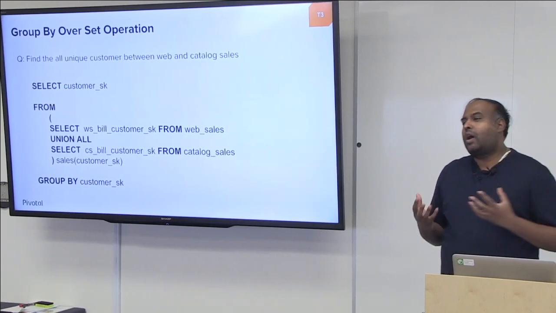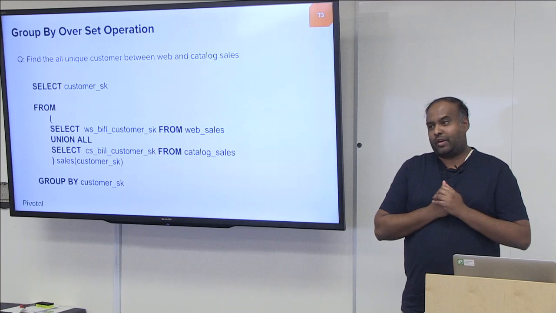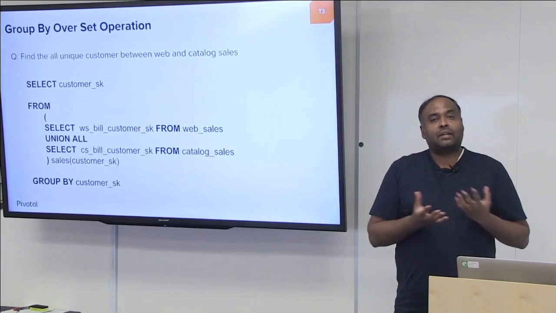So now let's go on to the next topic of group by over set operations. Aggregates come in different flavors. You can have inbuilt aggregates like minimum, maximum, sum, average, or you can have user-defined aggregates. So those are the two kinds.